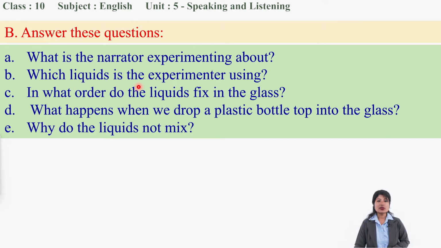B. Which liquids is the experimenter using? So liquid names. Write down which liquids are there. C. In what order do the liquids fix in the glass? D. What happens when we drop a plastic bottle top into the glass? And finally, E. Why do the liquids not mix? So here it goes, your second listening. Listen to the audio carefully and then find out the answers to these questions. Are you ready, all of you? Very good. Okay, here it goes.